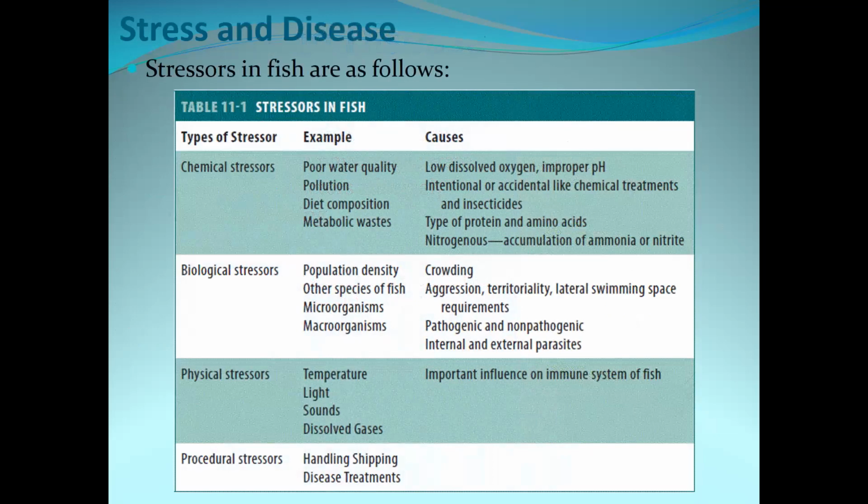Different stressors exist in fish, right? So basically, here are some examples of typical stressors and what causes them. There are four major categories of stressors. Chemical stressors include poor water quality, pollution, diet composition, metabolic waste, etc. Causes could be things like low dissolved oxygen, improper pH, intentional or accidental chemical treatments and insecticides.